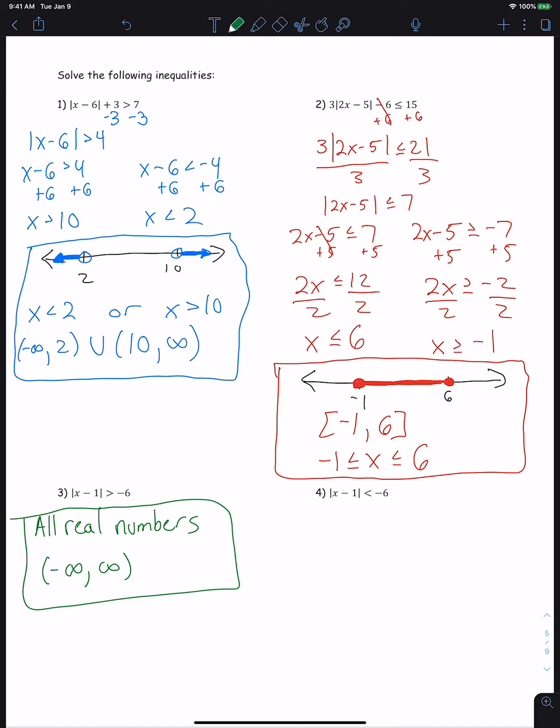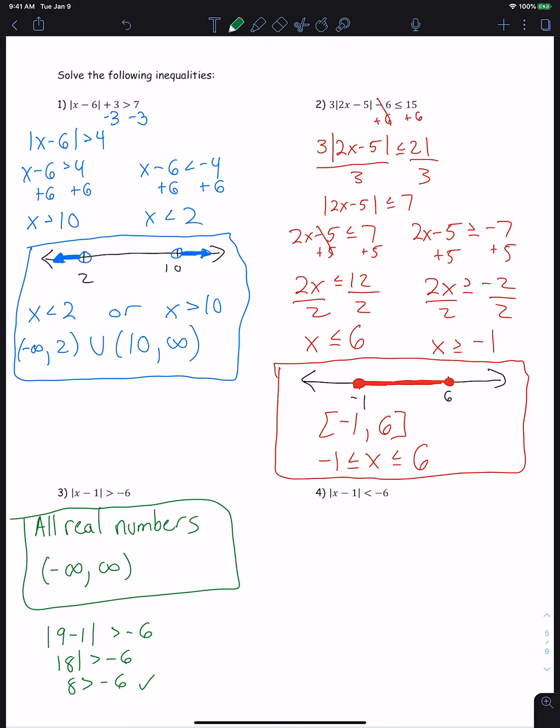And just so you guys can see, I'll try a couple of numbers. Let's try 9 first. I'm going to plug in a random number, 9. The absolute value of 9 minus 1 is greater than negative 6. That would be the absolute value of 8 is greater than negative 6. 8 is greater than negative 6. That works.